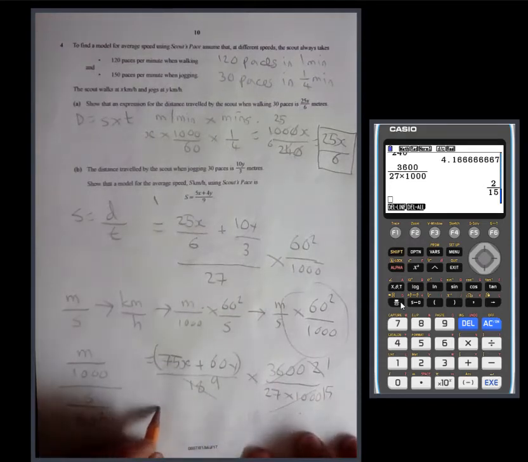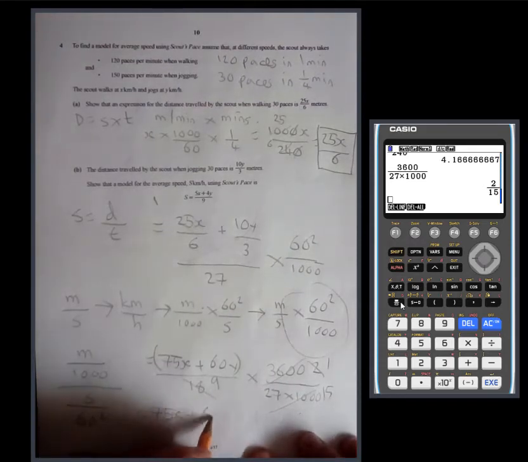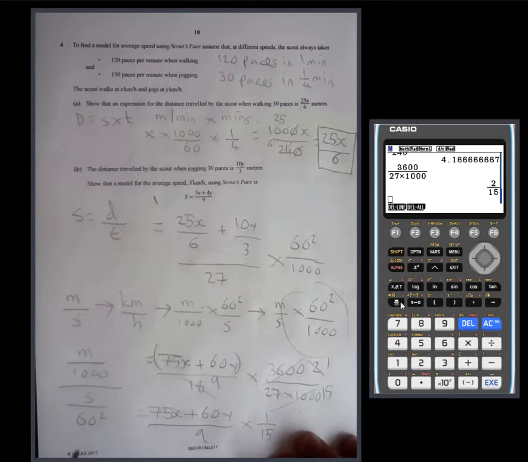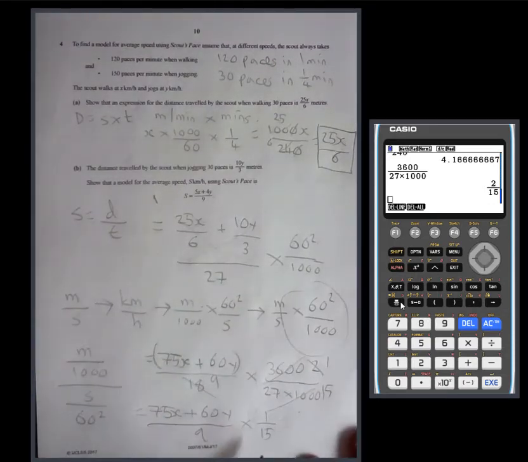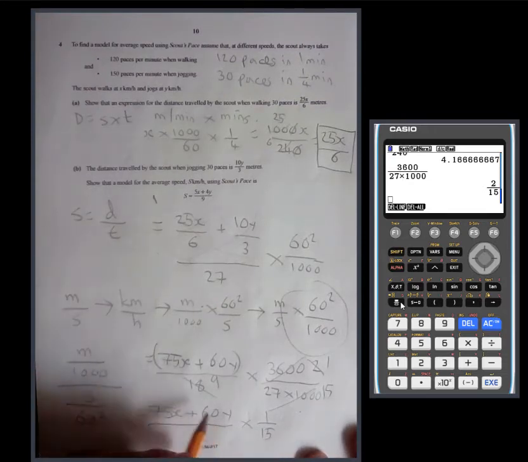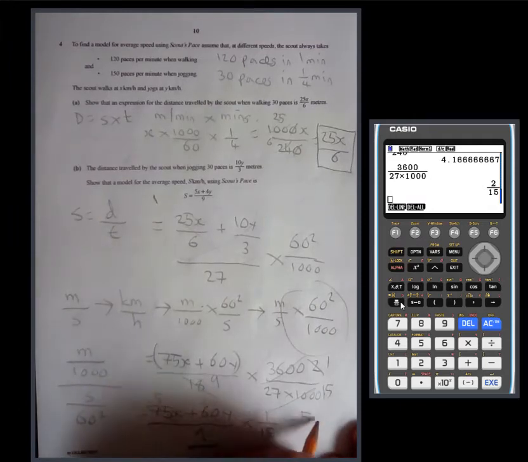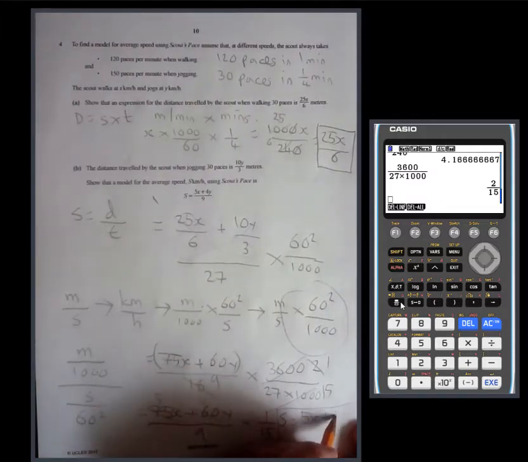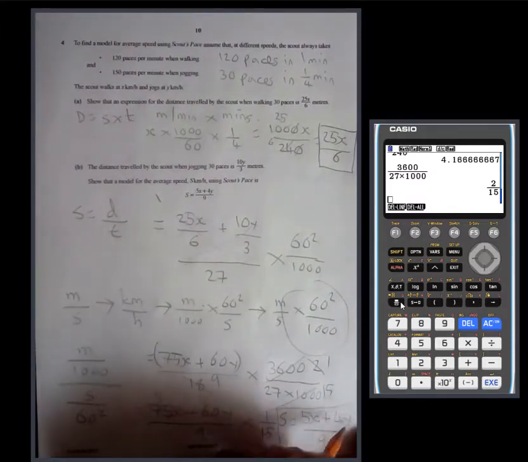Let me write that down. So it equals 75x plus 60y over 9 times 1 over 15. Now you can look at the common factors of the top and the bottom, and 15 will go into both of these. So 75 divided by 15, well, 4 15s are 60, so you end up with 5x, or s equals 5x plus 4y over 9, which is what we wanted.